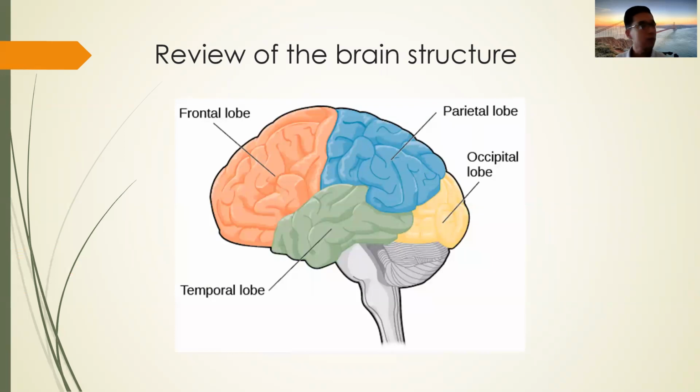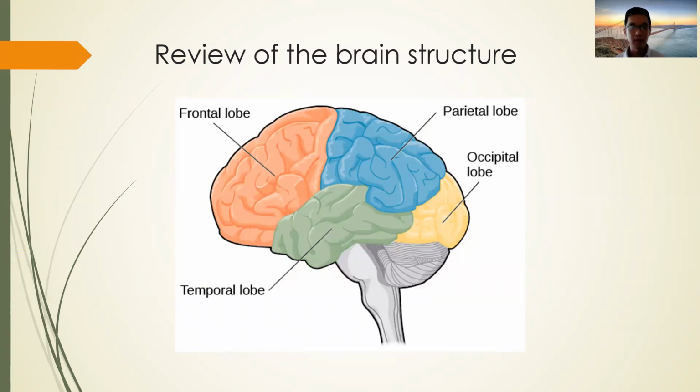Before talking about today's topic, let's have a little review of the last week's lecture, specifically the brain structure. The brain is a part of the neural system, on the top of the neural system. And there are 4 lobes in the forebrain.